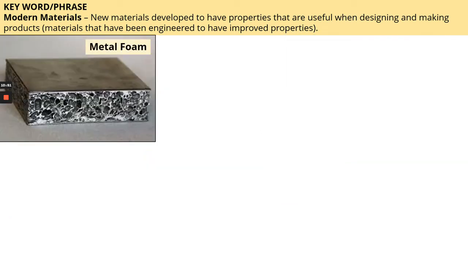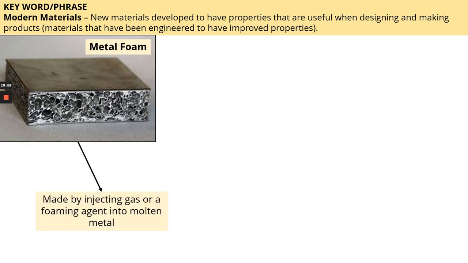Lovely. So our final material is metal foam. You may not have heard about this before, but metal foam is basically made by pumping gas or a foaming agent into molten metal. Once we have melted metal into its liquid form, we can inject gas into it at very high pressure to expand within the metal, so that when it sets, we are left with all of those little air pockets and bubbles inside.